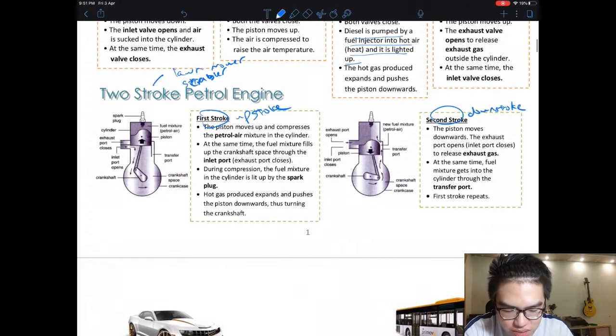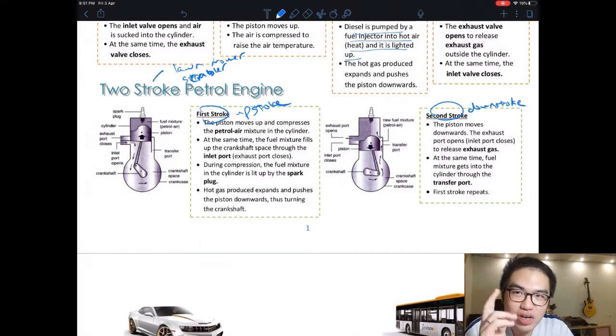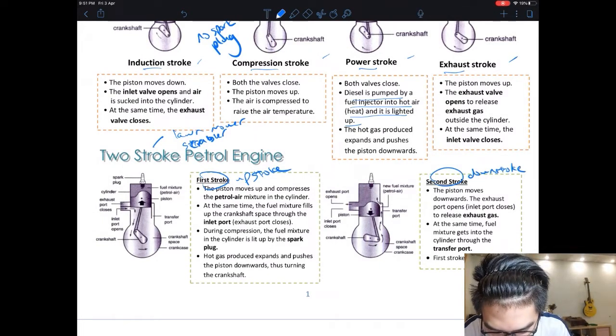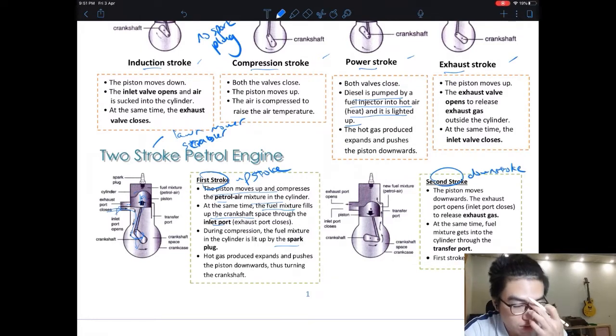So two-stroke is very simple: instead of four strokes, it has two. What happens at the first stroke? The structure is different. It sucks air in at the side. When the piston moves up, it compresses the petrol-air mixture in the cylinder and fills the crankshaft space. The petrol and everything enters here through the inlet port, and you can see the exhaust port is closed by the piston. Then I light a spark here, and it spins this thing, and the piston goes down.